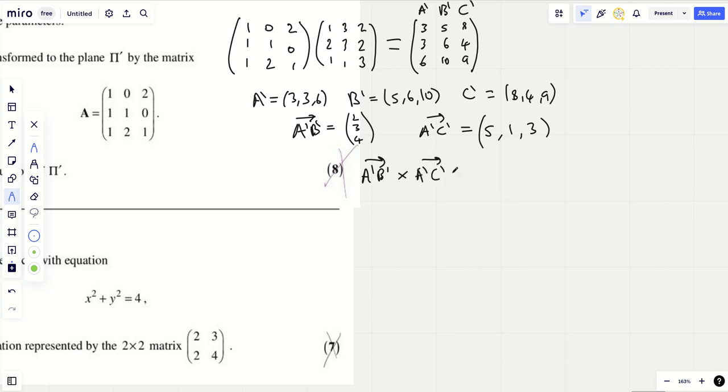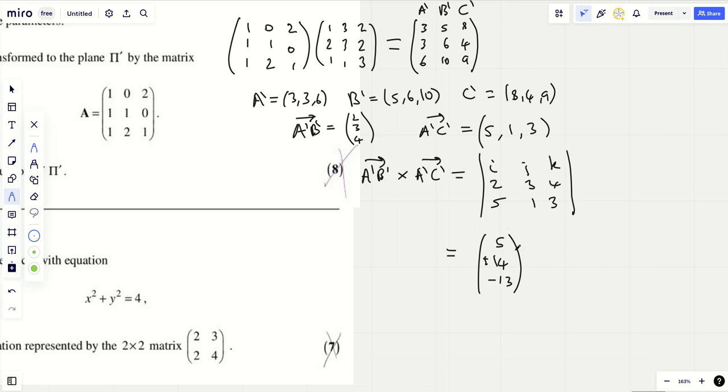And that we do by the normal way, i, j, k, 2, 3, 4, 5, 1, 3. And we just multiply it out in the normal way. Okay, so I'm working out the i first. 9 minus 4 is 5. When I'm doing the j, I normally remind myself by putting a minus there, and I do 6 minus 20, which is minus 14, but that's going to become plus 14. And then lastly, I'm going to do the k: 2 minus 15 is minus 13.